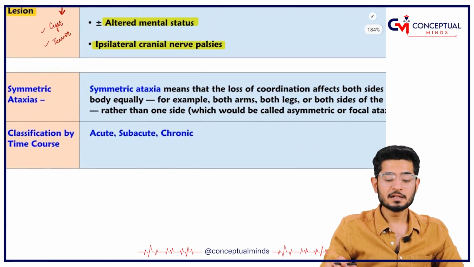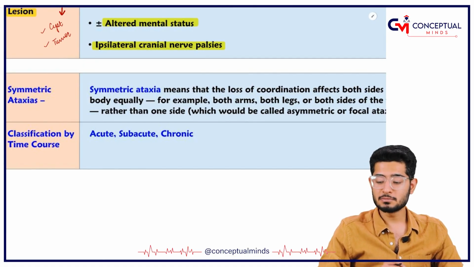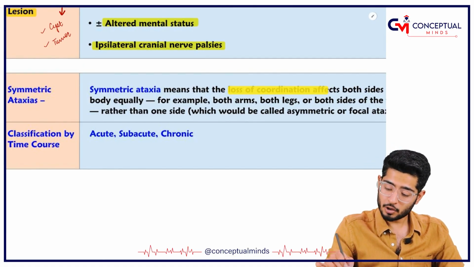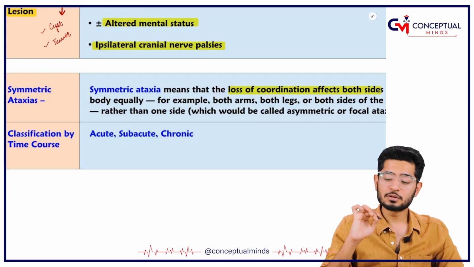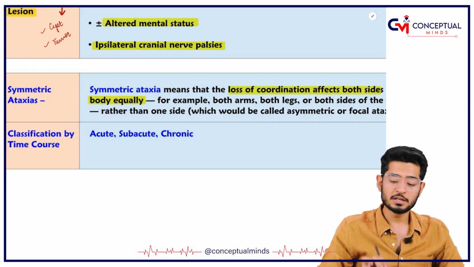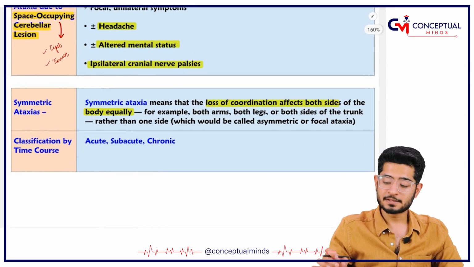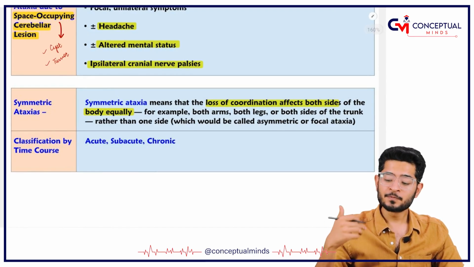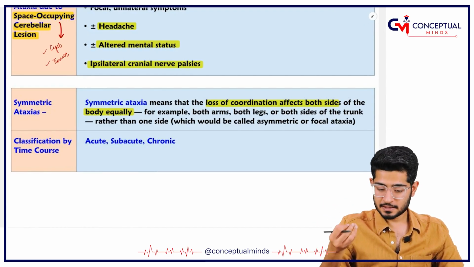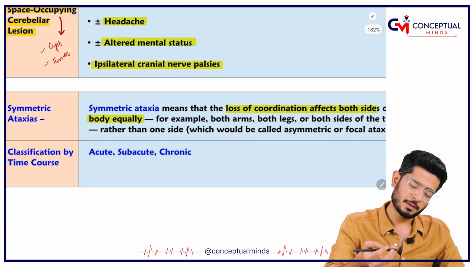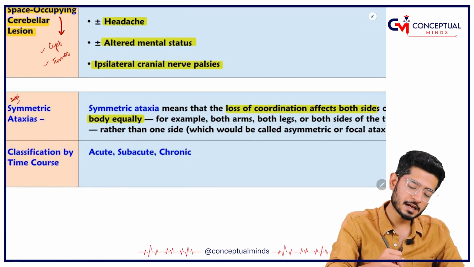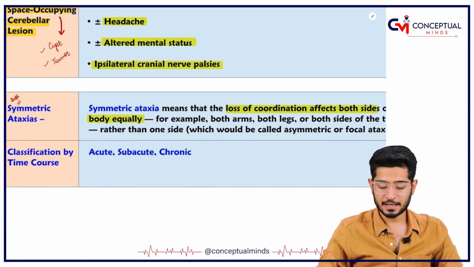Now next comes the symmetric ataxias. Now symmetric ataxia means there's going to be loss of coordination that is going to affect both sides of the body equally, like both arms, like legs, both trunk. So this is something which is symmetric ataxia. So this was, I mean, I've incorporated because once it was asked in your exam. So symmetric ataxia is this.